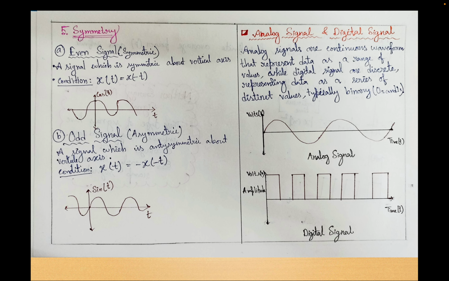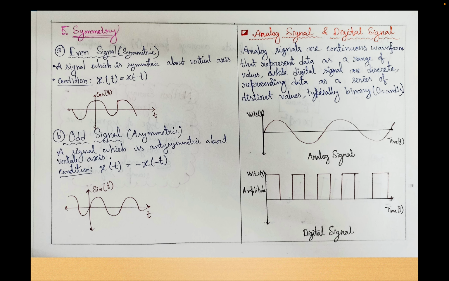Then odd signal. A signal which is asymmetric about its vertical axis is called an odd signal. Here the condition is x(t) equals minus x(minus t). Sin t is an example of an odd signal.